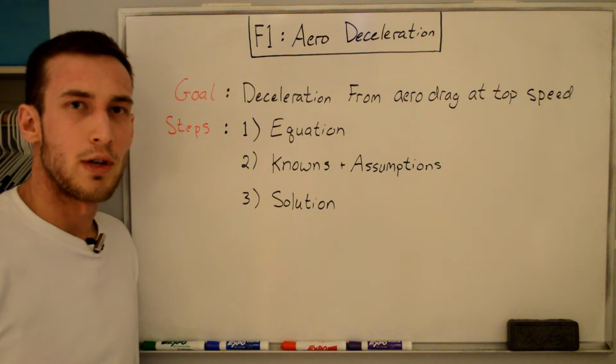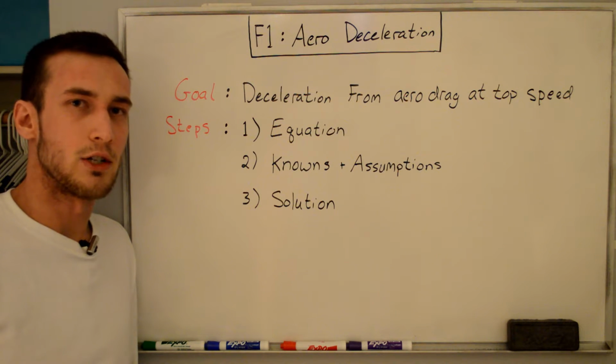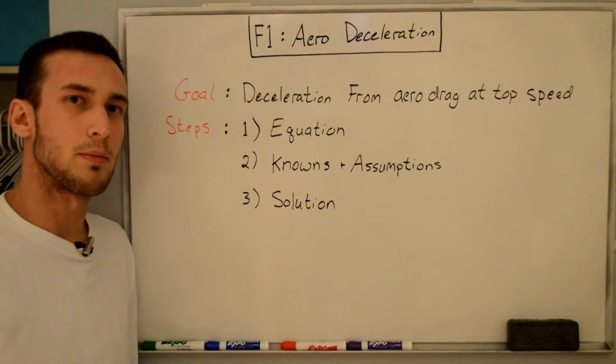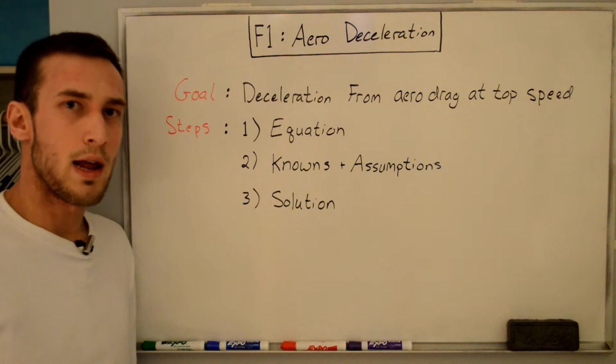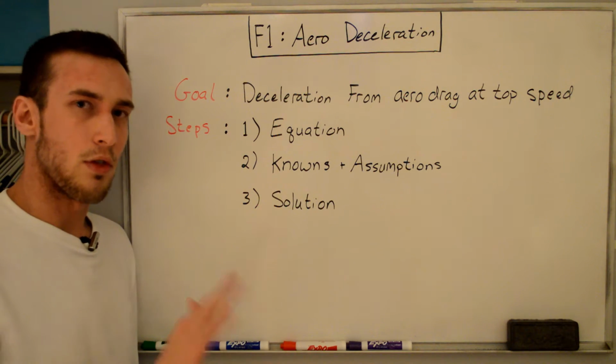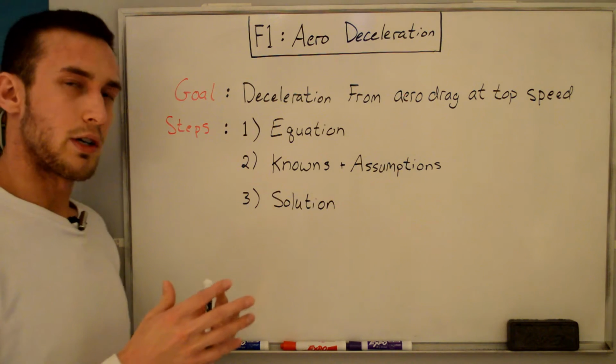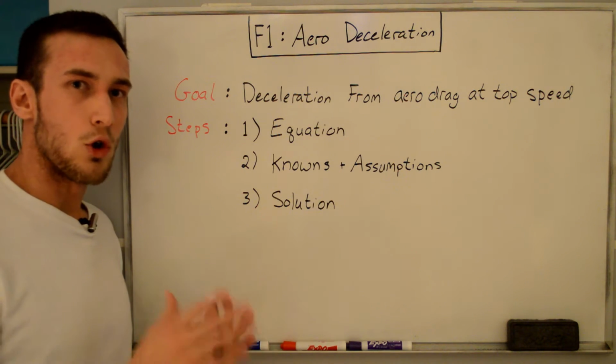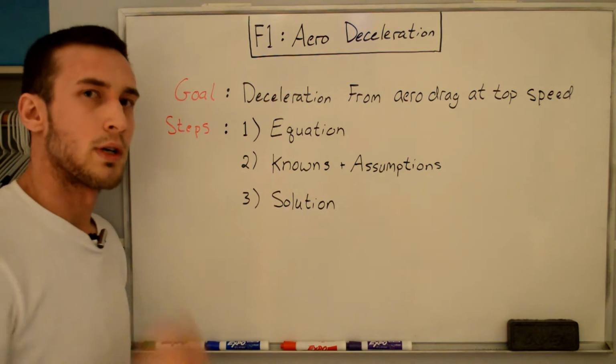Hey everyone, in this video I'm going to show you how to calculate the instantaneous deceleration that an F1 car will experience at top speed. So imagine an F1 car on a straightaway, and right before it gets to the corner, the driver lifts off the throttle, and before he can press on the brake, the car experiences an instantaneous deceleration only from aerodynamic drag. That's what we're going to calculate here.